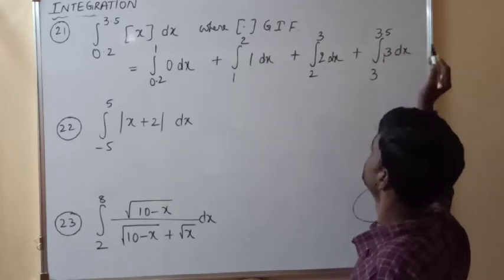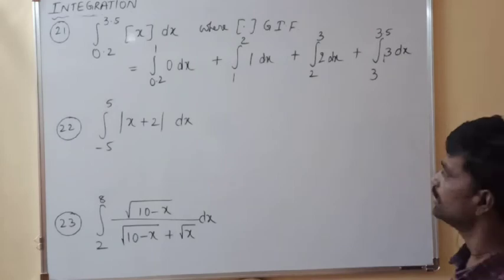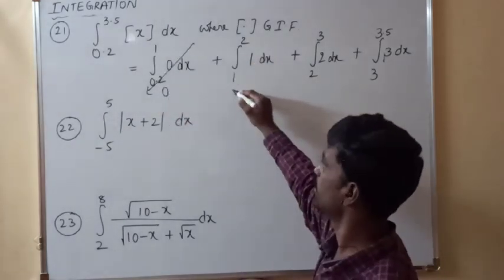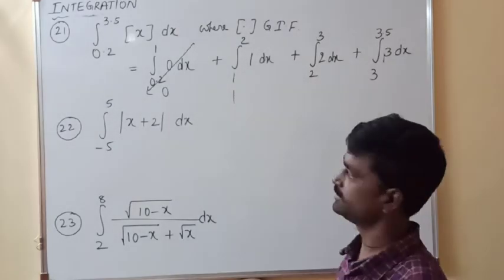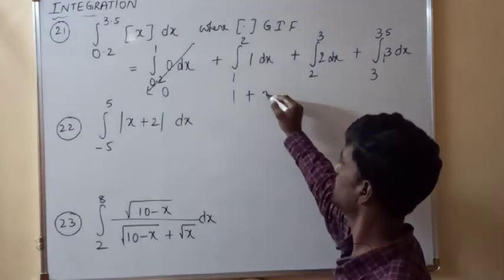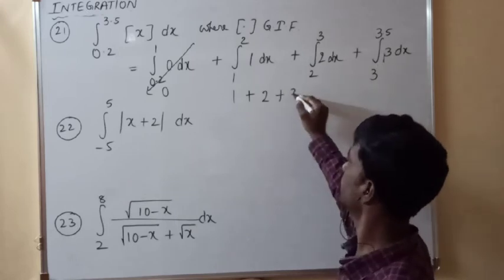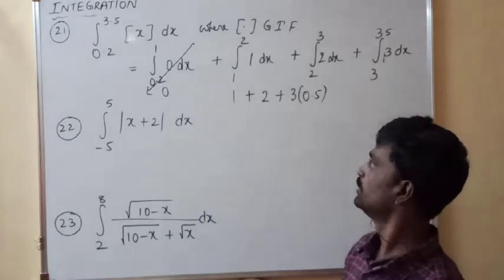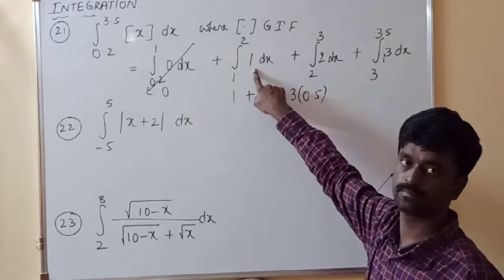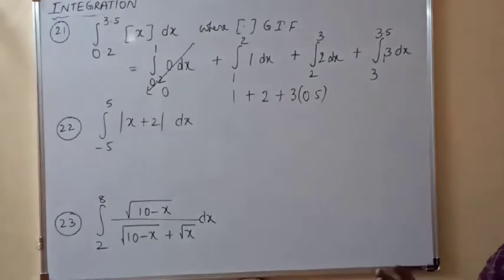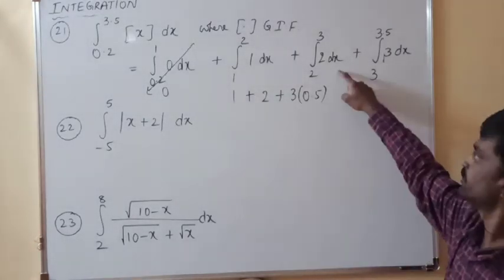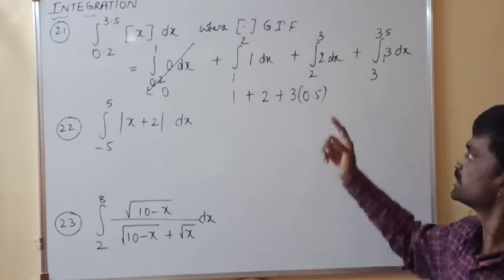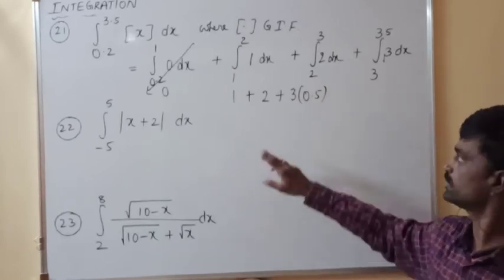Check, is it correct? Correct or not? Now first integral value is 0. So second integral, integrate and simplify, you will get 1. Second one you will get 2. Next this one what you will get? 3 into 3.5 minus 3, what you will get? 0.5. Because if you integrate here what you will get? X. And apply the limits, what you will get? 2 minus 1, 1. Next here if you integrate what you will get? 2x. So if you apply the limits, 2 into 3, 6 minus 2 into 2, 4, 6 minus 4, 2.